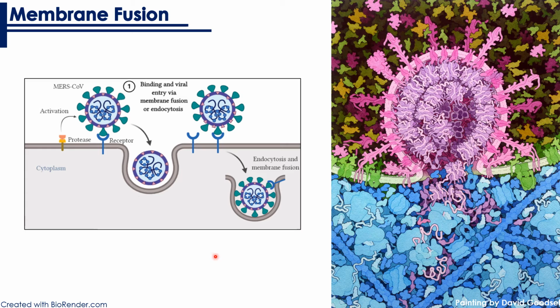So membrane fusion is a very important step once the binding of spike with the receptor has happened. So fusion can happen either through fusion of the two membranes, or by endocytosis, after which membrane fusion follows. So this is a very beautiful depiction of the viral membrane and the host cell membrane fusing, and the viral content being released inside the cell. And this painting has been done by David Goodson.